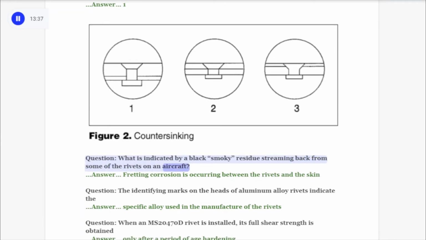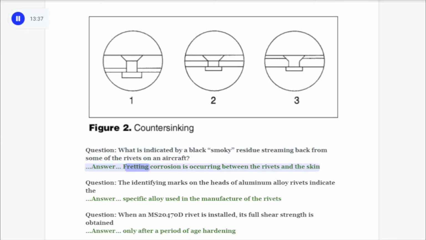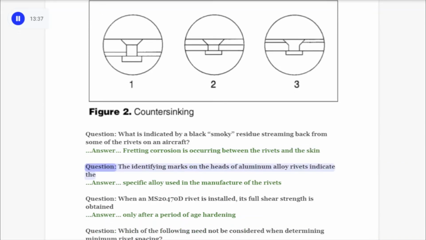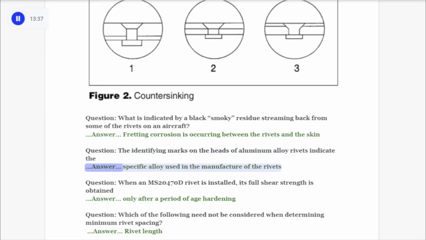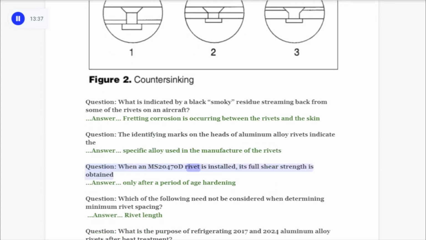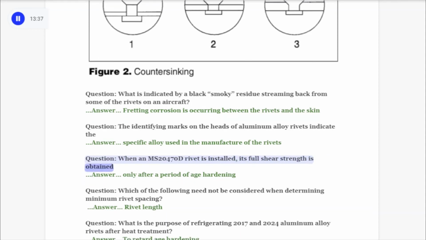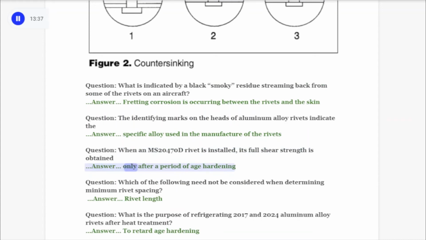aircraft? Answer: Fretting corrosion is occurring between the rivets and the skin. Question: The identifying marks on the heads of aluminum alloy rivets indicate the? Answer: Specific alloy used in the manufacture of the rivets. Question: When an MS20470D rivet is installed, its full shear strength is obtained. Answer: Only after a period of age hardening.